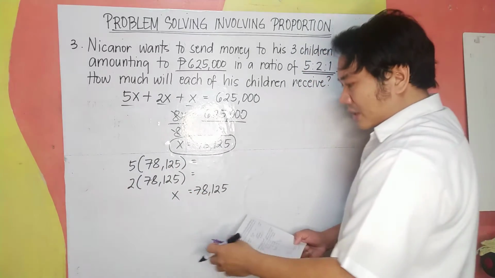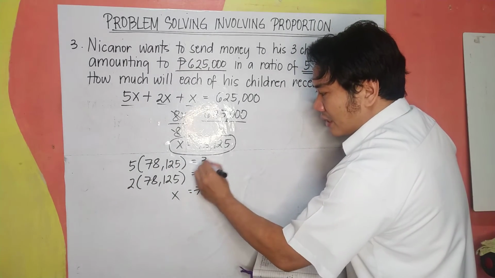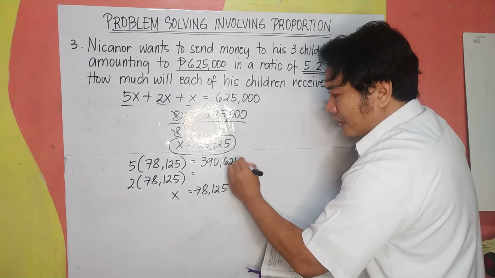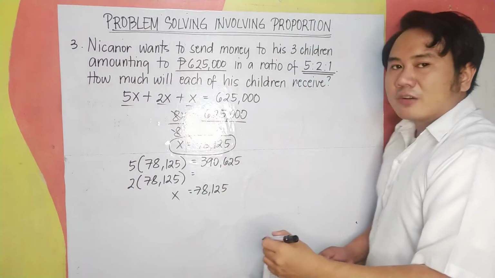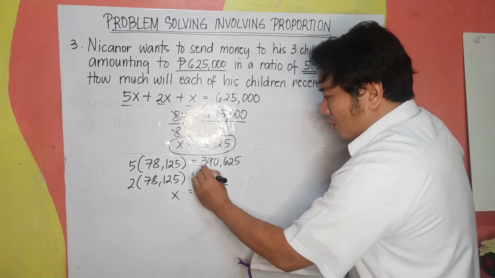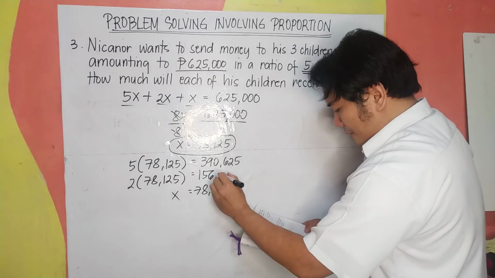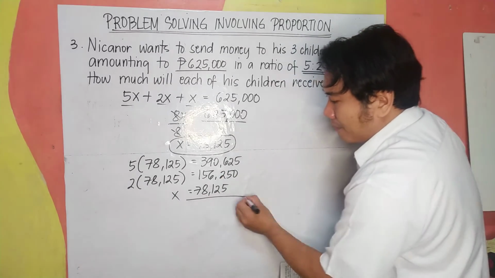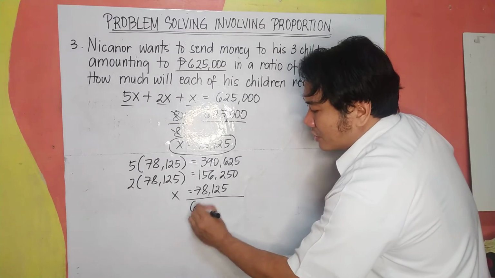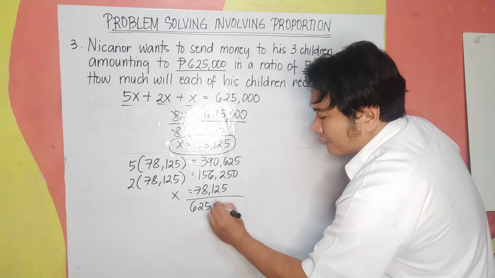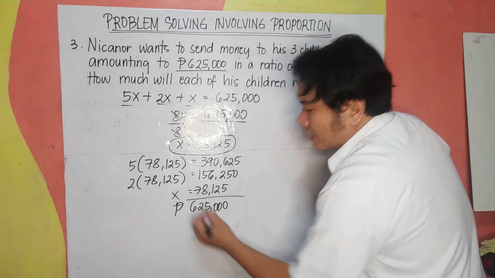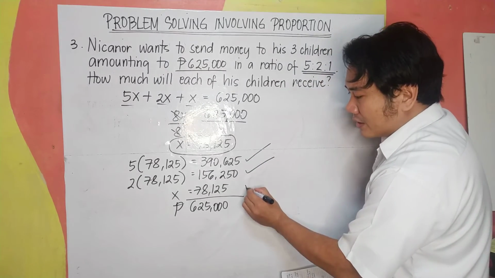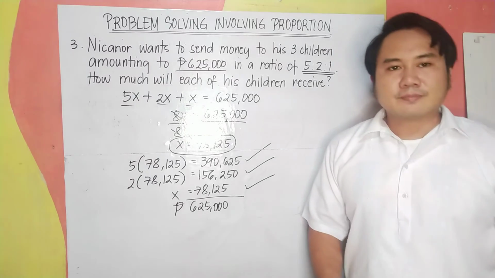So, 5 times 78,125 is 390,625. 2 times 78,125 is 156,250. And then, yung x. To check, dapat natin yan, that should be equal to 625,000 pesos. So, magkano sila? Ito yung sa 5x, ito yung sa 2x, and this is the x.